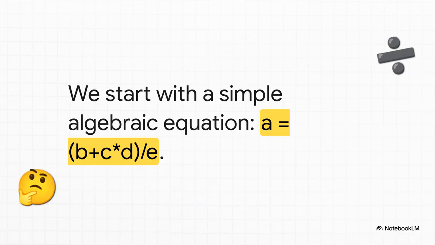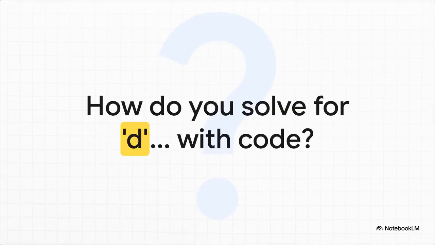Okay, so let's start with something that probably looks pretty familiar. This is the kind of thing you definitely saw in a high school algebra class. Seems simple, right? Totally straightforward, just a few variables. But here's the twist. If you know all the other values, finding A, that's easy for a computer. But what happens if D is the thing you don't know? So how in the world do you get a program to actually rearrange the equation itself, to isolate D all by itself on one side?